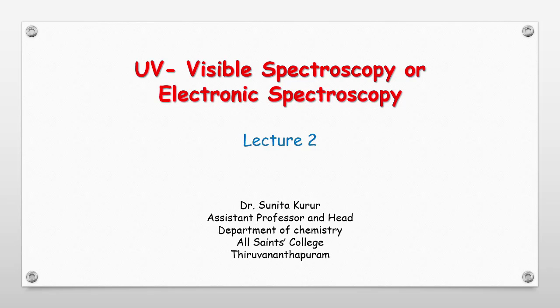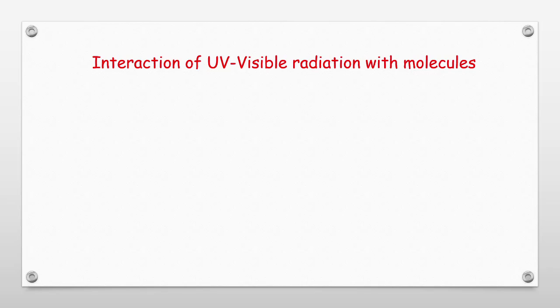UV visible spectroscopy, also called electronic spectroscopy. In this lecture we will learn about UV visible spectroscopy. Earlier I said that spectroscopy is the study of interaction of electromagnetic radiation with matter. Now UV visible spectroscopy is for molecules, so it is molecular spectroscopy. What interaction does this UV visible radiation have with molecules?